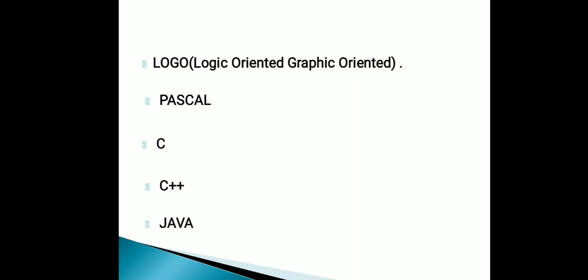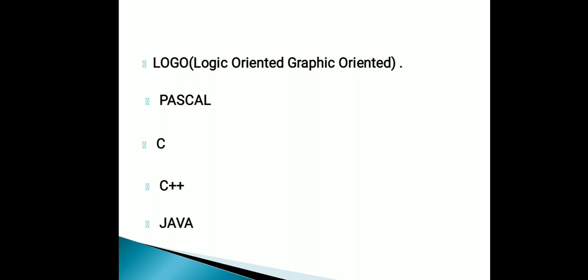Now Java is another programming language. It was developed by James Gosling at Sun Microsystems, USA. This is an object oriented programming language. Okay, this is an object oriented programming language, and it is popular because it is used for internet programming, and C++ is the base of this language.